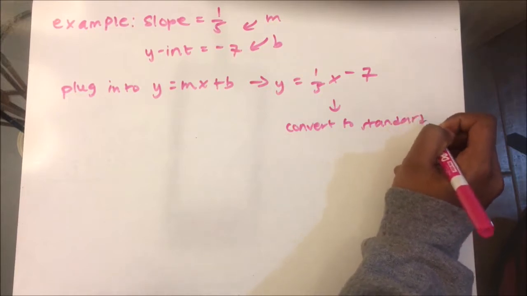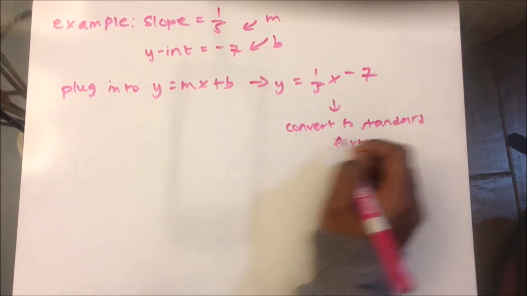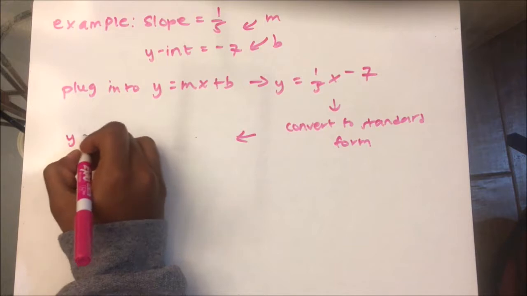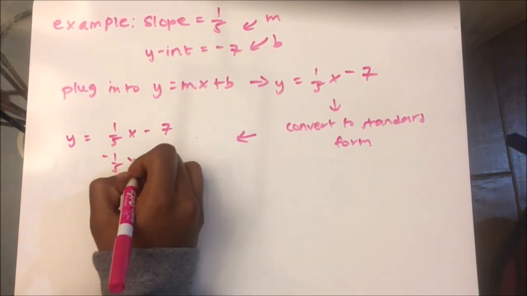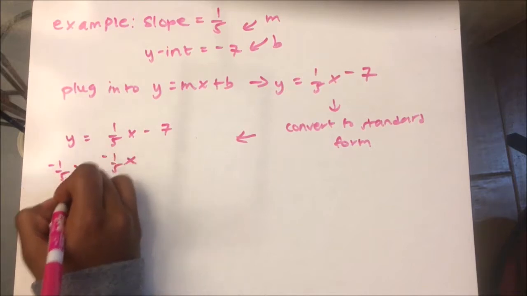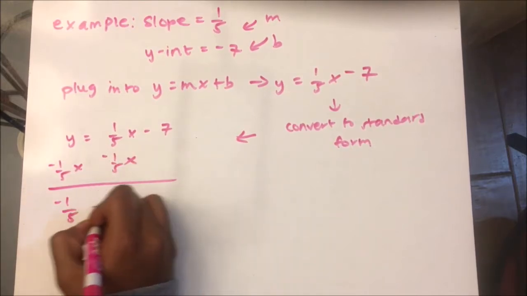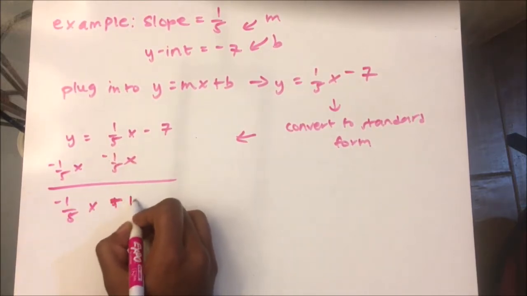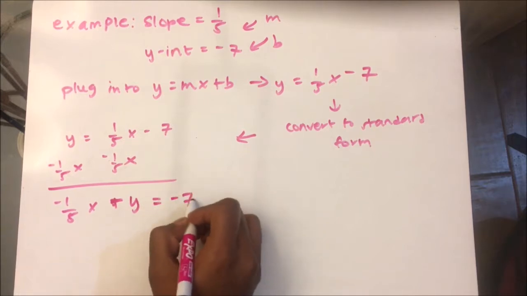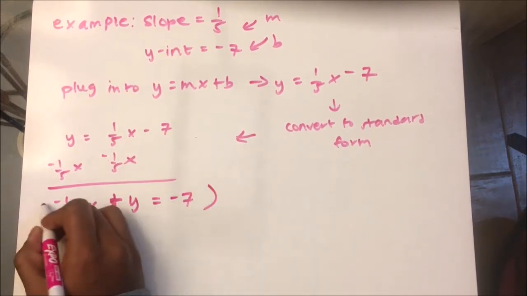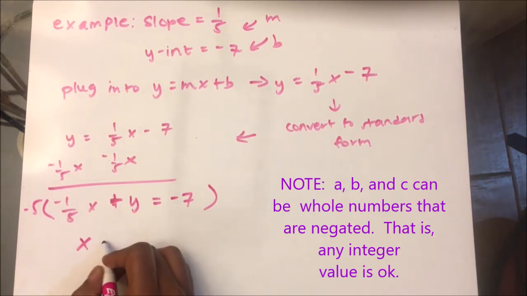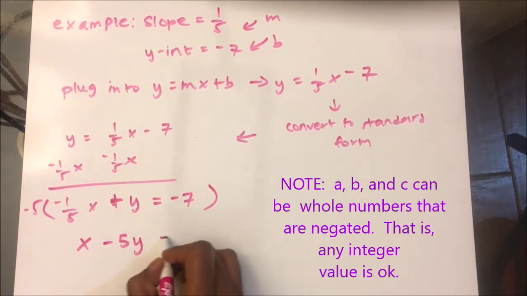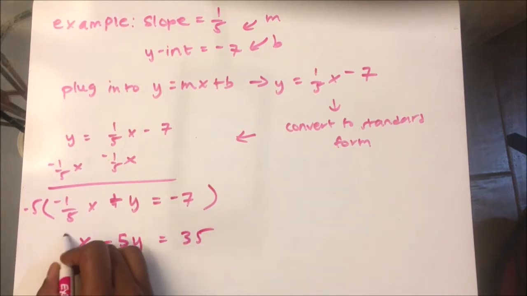In order to convert to standard form, we must subtract 1/5 x from both sides, giving us the equation -1/5 x plus y is equal to -7. In the standard form, we are not allowed to have any fractions, which means we must convert all of the fractions within this equation into whole numbers, and in order to do so, we must multiply the whole equation by -5. This gives us x minus 5y is equal to 35.